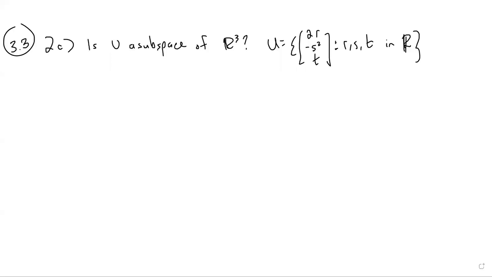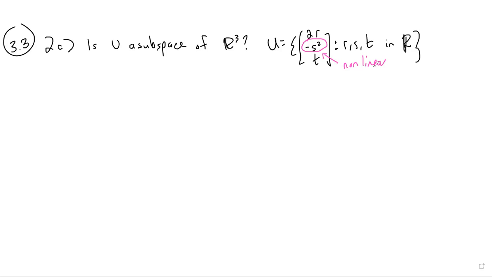So this question here, we're asked to find if this U is a subspace of R³, and U is defined to have the structure (2r, −s², t) for some r, s, t in the real numbers. So that −s² is kind of a giveaway that this is not going to be a subspace. It's got a weird non-linear structure.